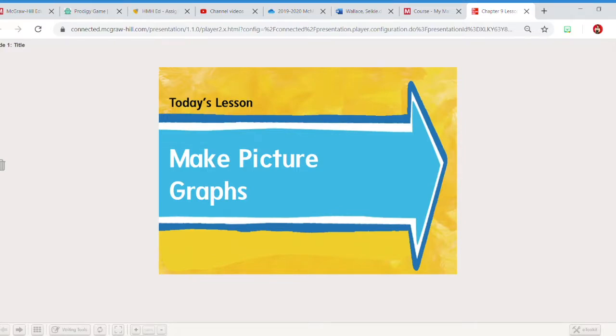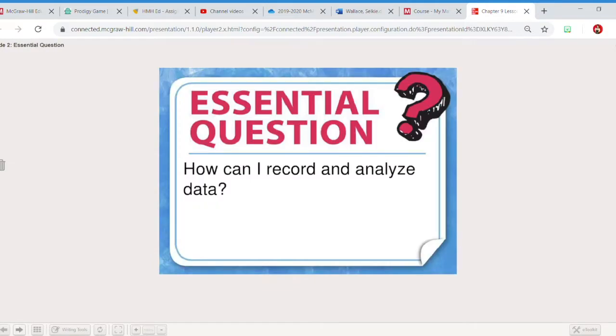Good morning, everyone, and welcome to today's math lesson, making picture graphs. A picture graph is a graph, but instead of using bars or dots or circles or tallies, we're going to be using pictures of the items we're measuring. So today we're going to jump in with our essential question, which is, how can I record and analyze data?